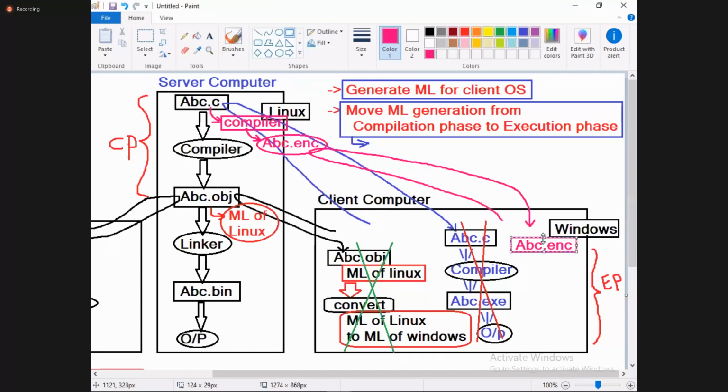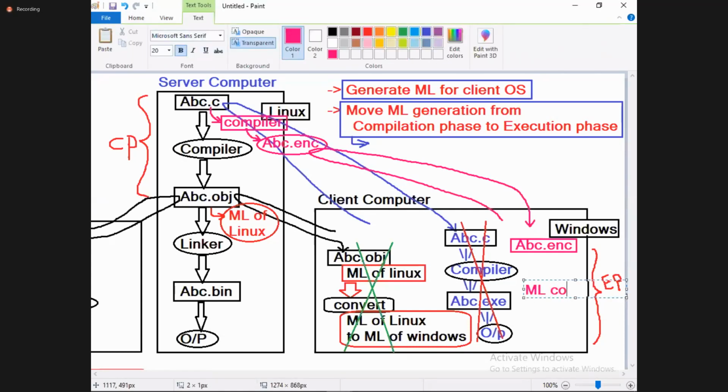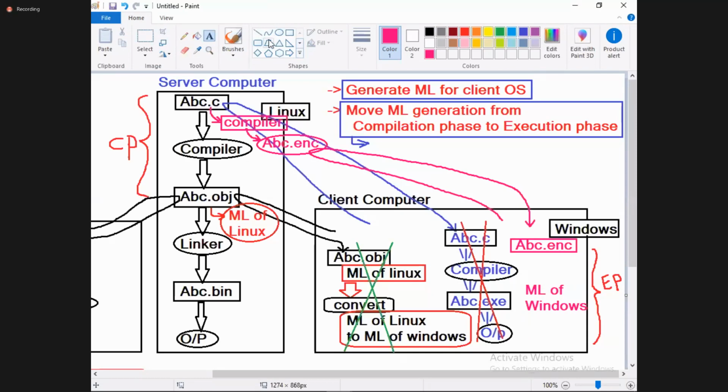Come on. Is it understandable to Windows? No, because this is an encrypted code, not machine language code. Then you need to convert this encrypted code into machine language code, na? Machine language of Windows. Then in order to generate machine language of Windows, I need one more translator, na?